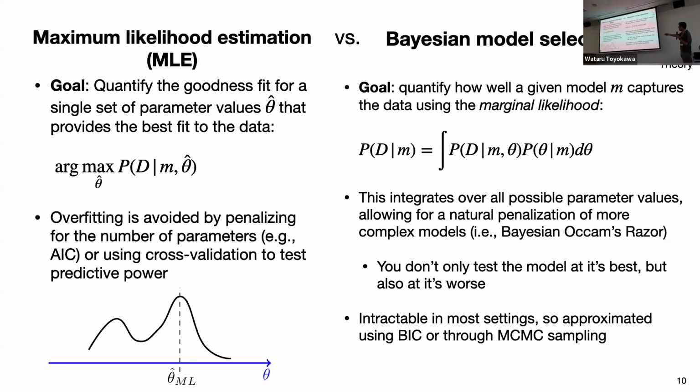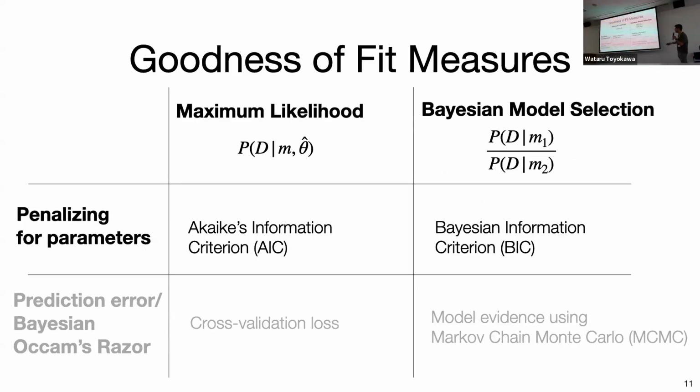But this formulation is typically intractable mathematically in most settings, right? So we often have to approximate this using things like BIC or MCMC sampling, okay? So for any interesting models, almost any continuous sets of parameters, this is intractable. Good. So we're going to start with this first simple approach, which is based on penalizing for parameters, and then we'll move on to the other sets of approaches afterwards.